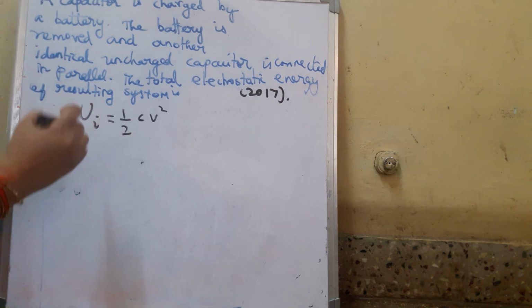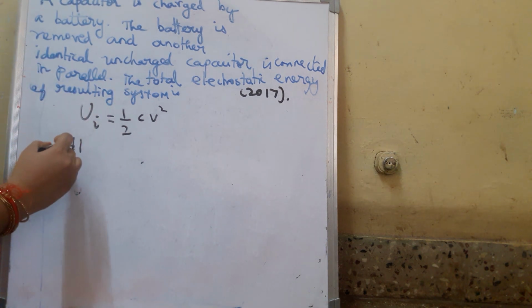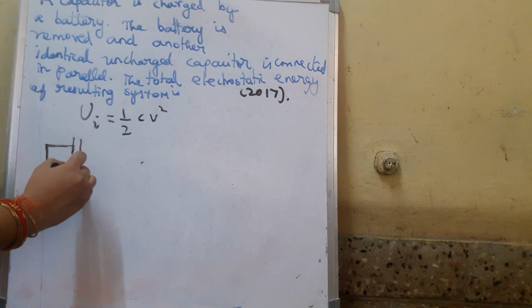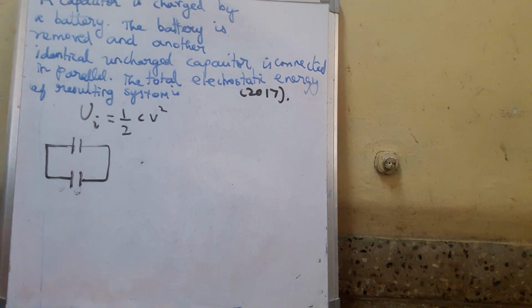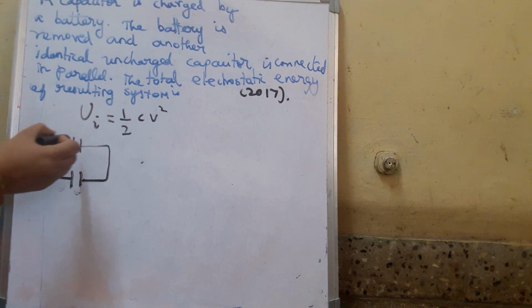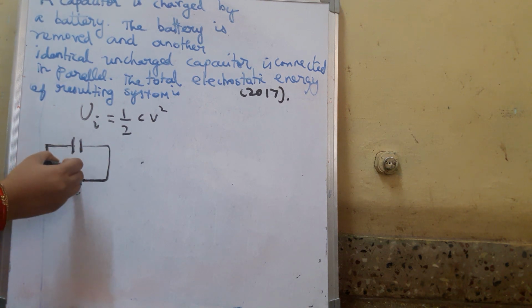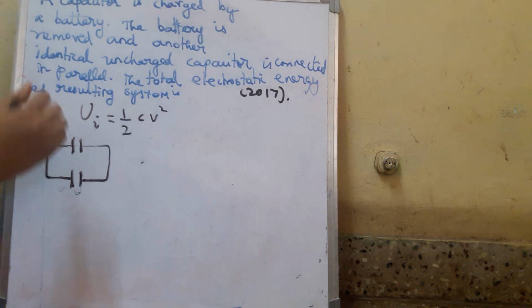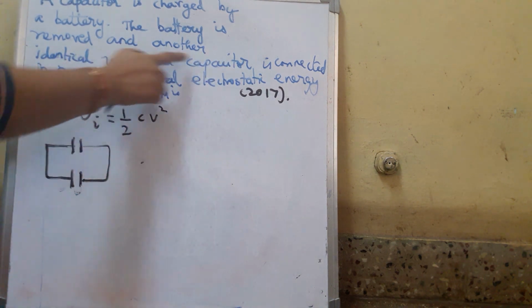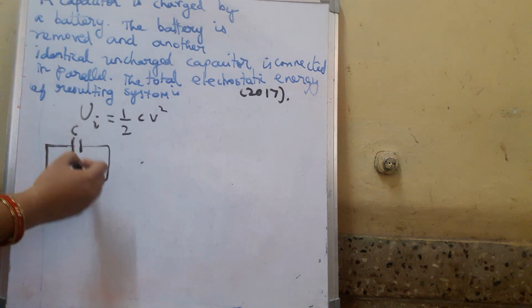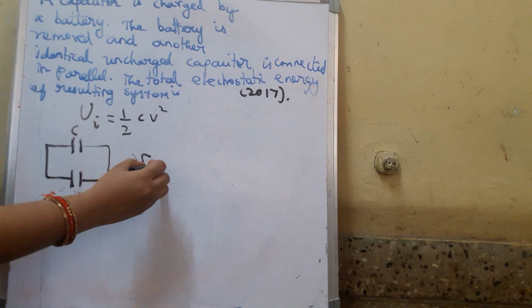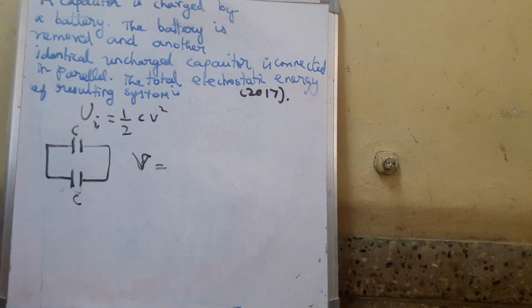Now once I have removed the battery, instead of that battery I connect another uncharged capacitor. So they say they are in parallel. That means I have connected it in parallel. Will the electrostatic energy change or not? The capacitors are identical. If this is C, this is also C. When connected in parallel, you know that the potential will be the same. But we have to find what the new potential is.